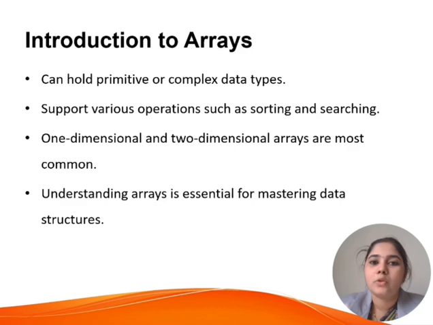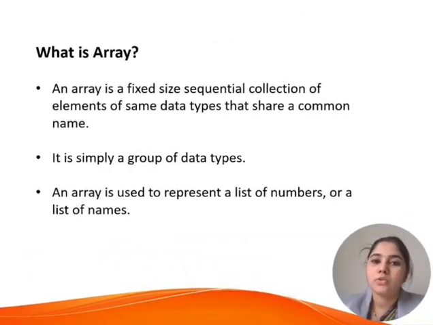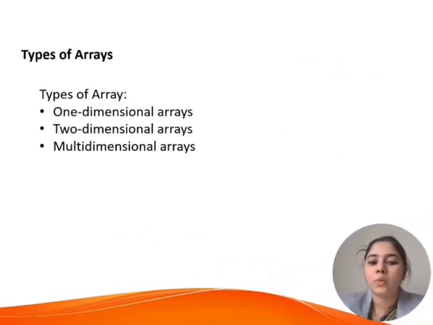Next, there are types of arrays. Let us understand what a one-dimension array and a two-dimension array are. As told earlier, an array is a fixed size collection of elements of the same data type that shares a common name. There are basically three types of array: one-dimensional array, two-dimensional array, and multi-dimensional array.